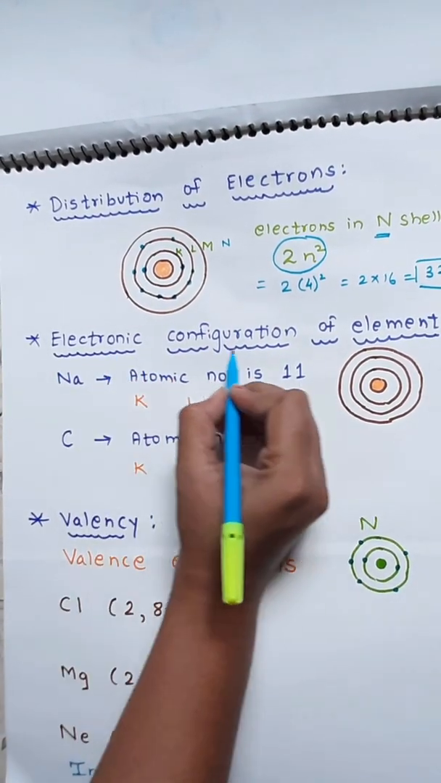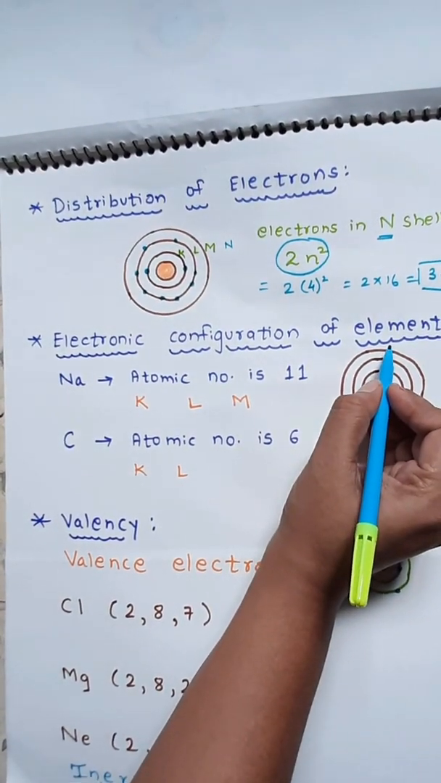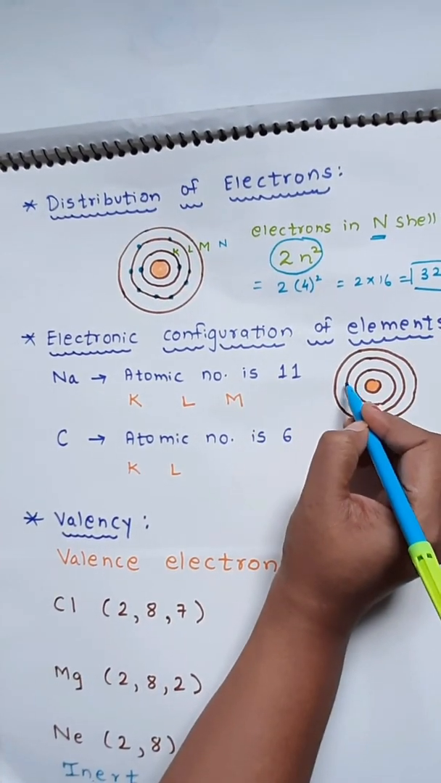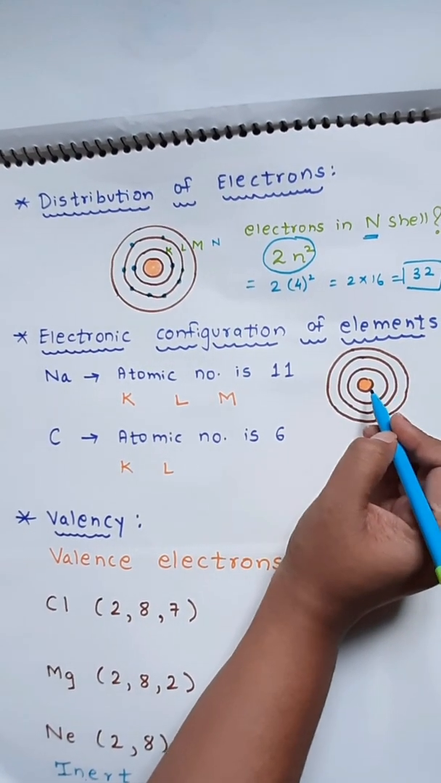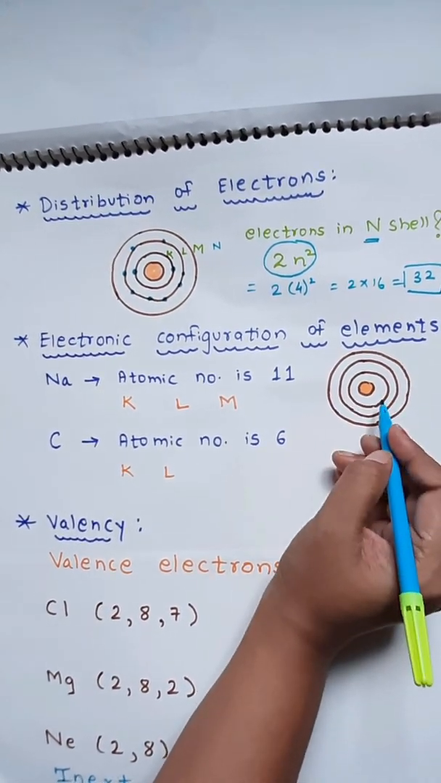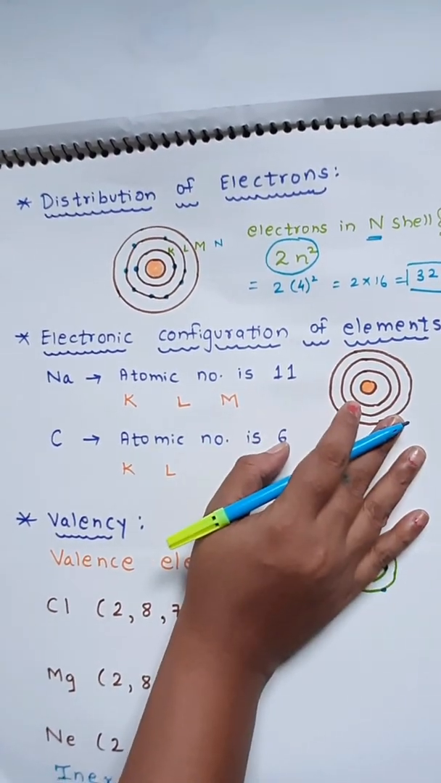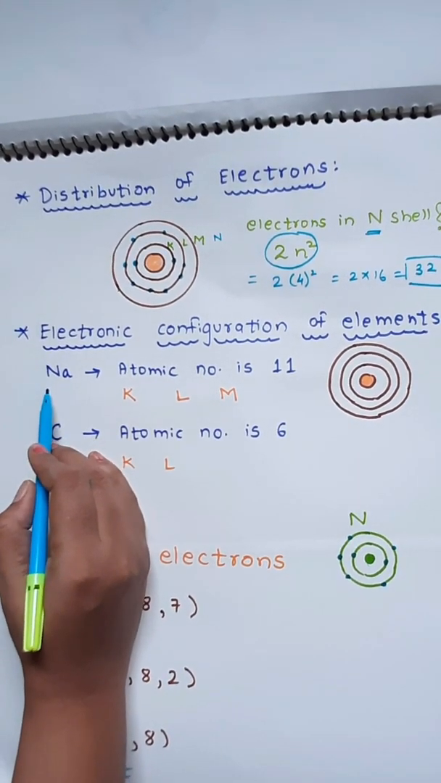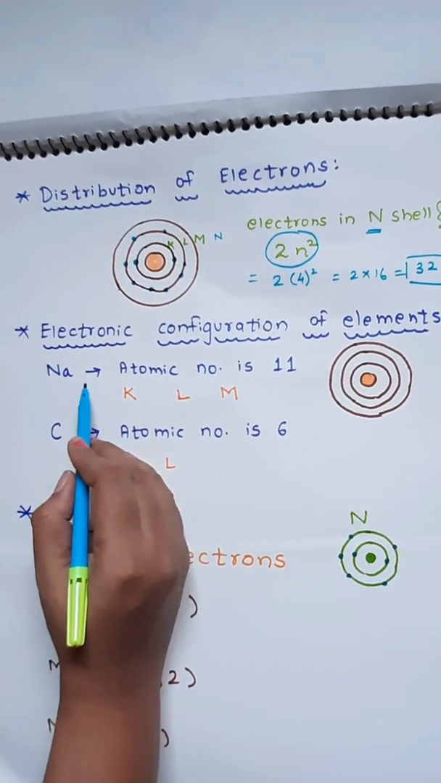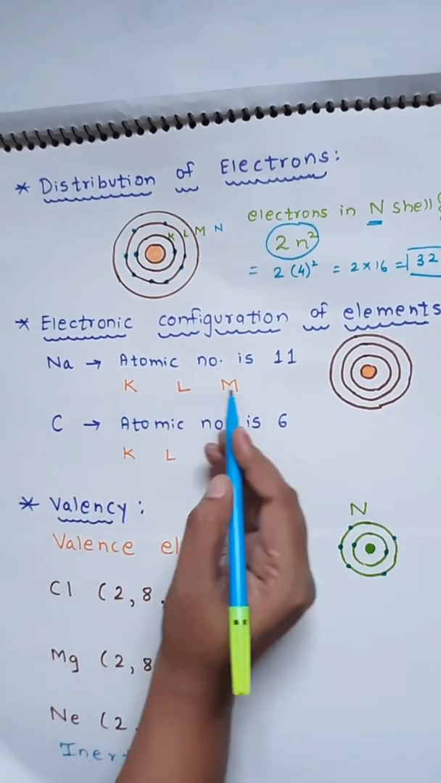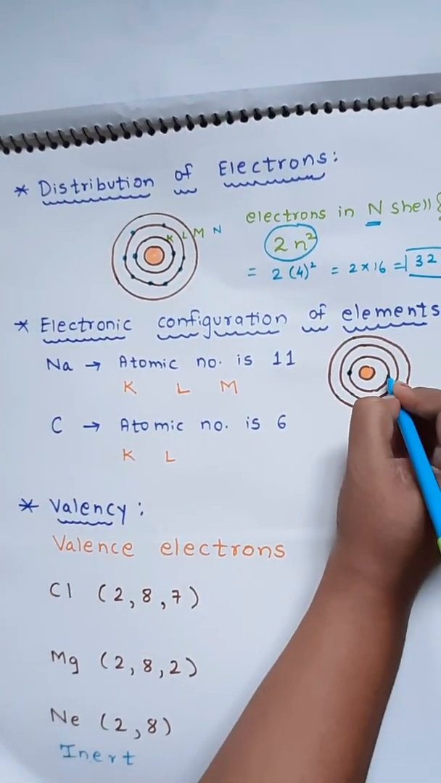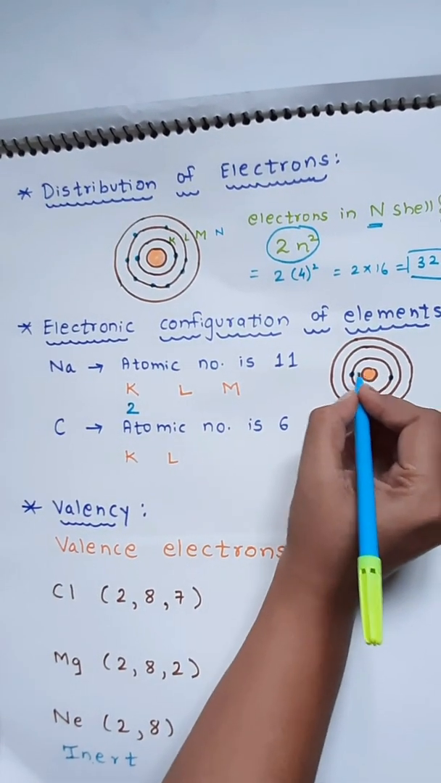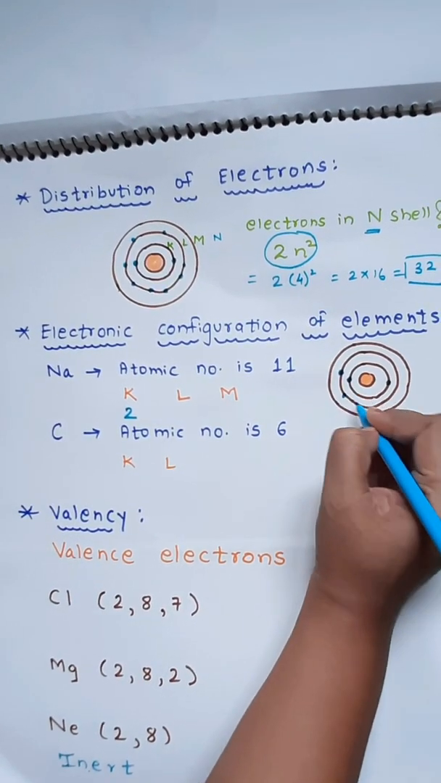The next concept is the electronic configuration of elements. Electronic configuration means the shell-wise distribution of electrons in the atom of the element. You will understand it better by an example. Suppose I take sodium, where the atomic number is 11. So in the first shell, as per the rule, there should be 2 electrons, and in the next shell it is going to be 8 electrons by the rule.